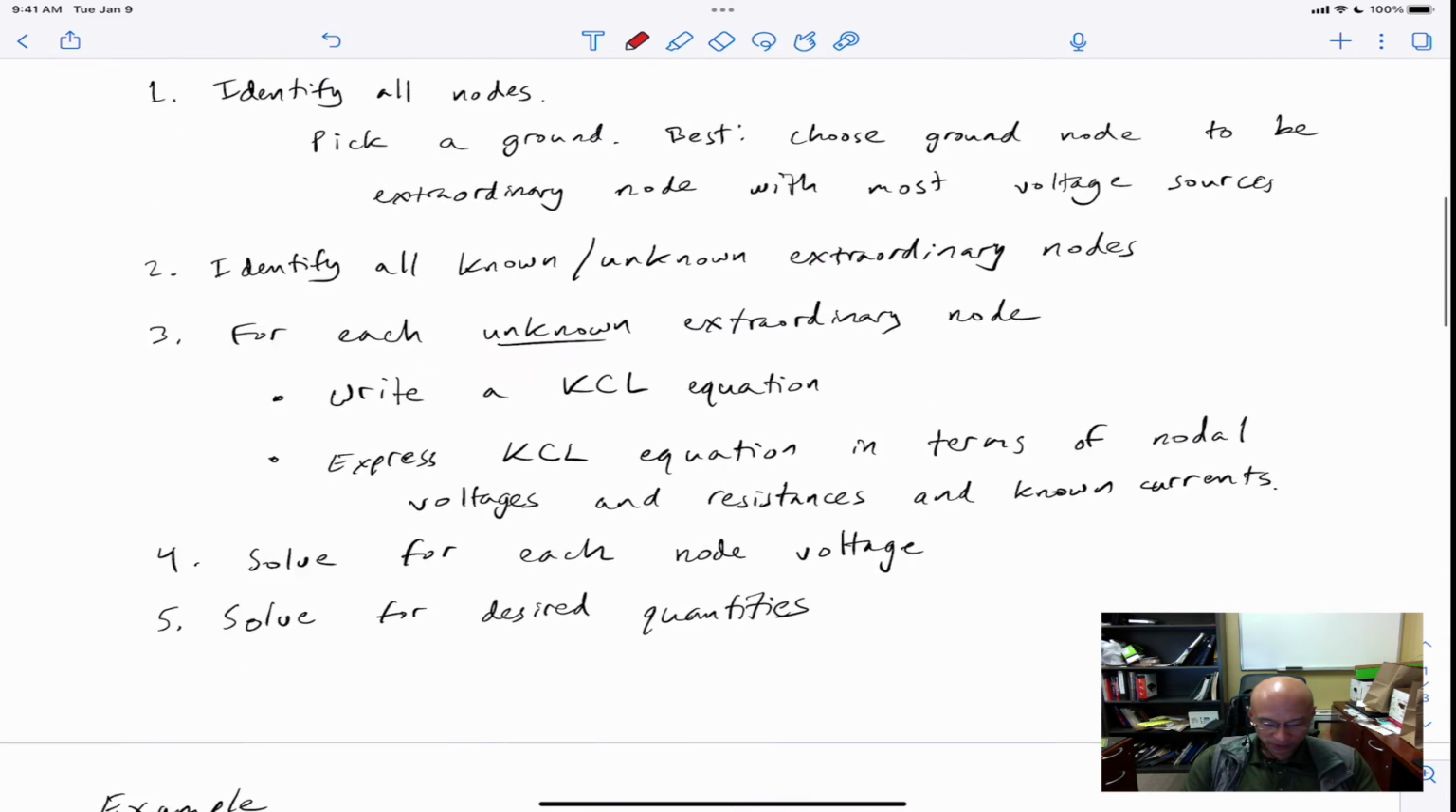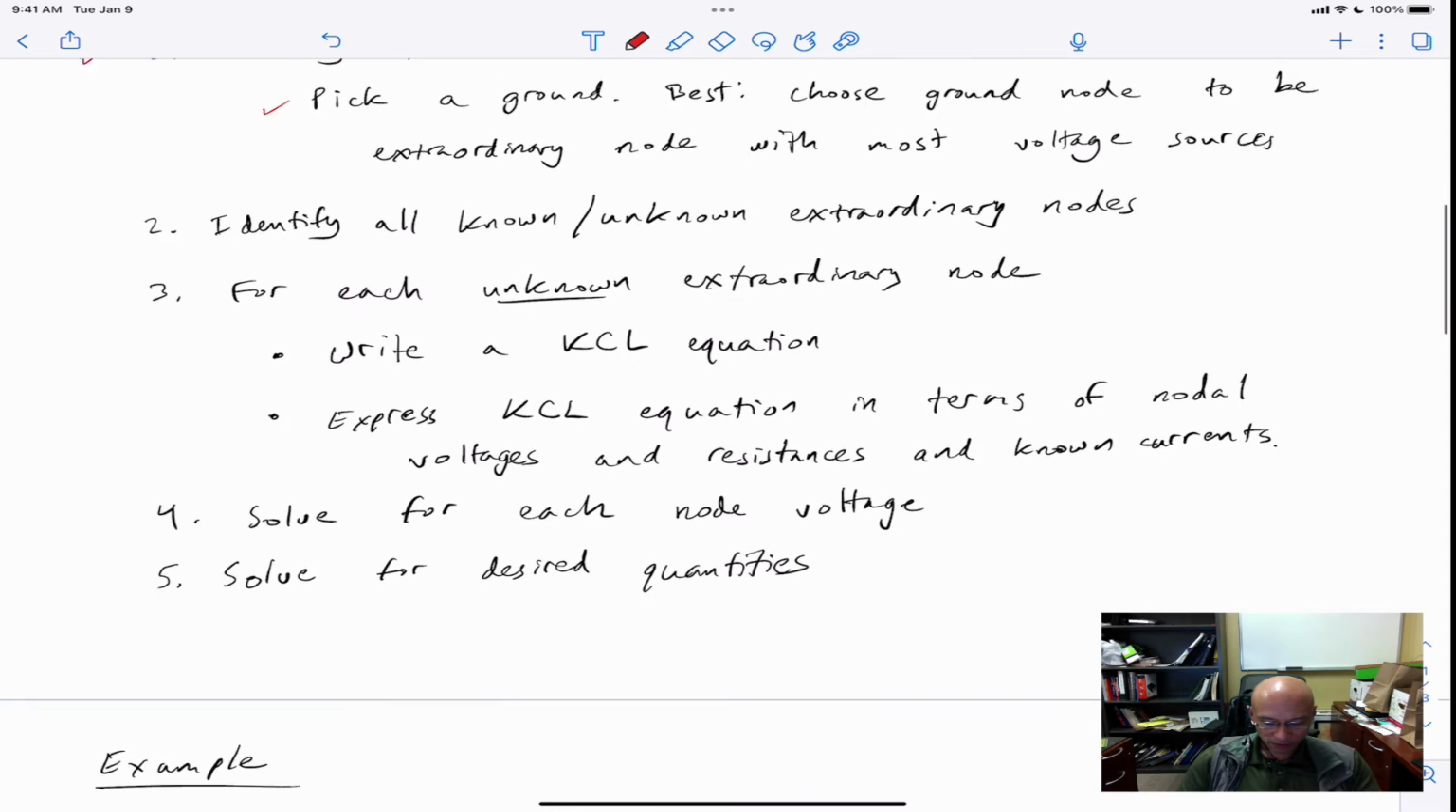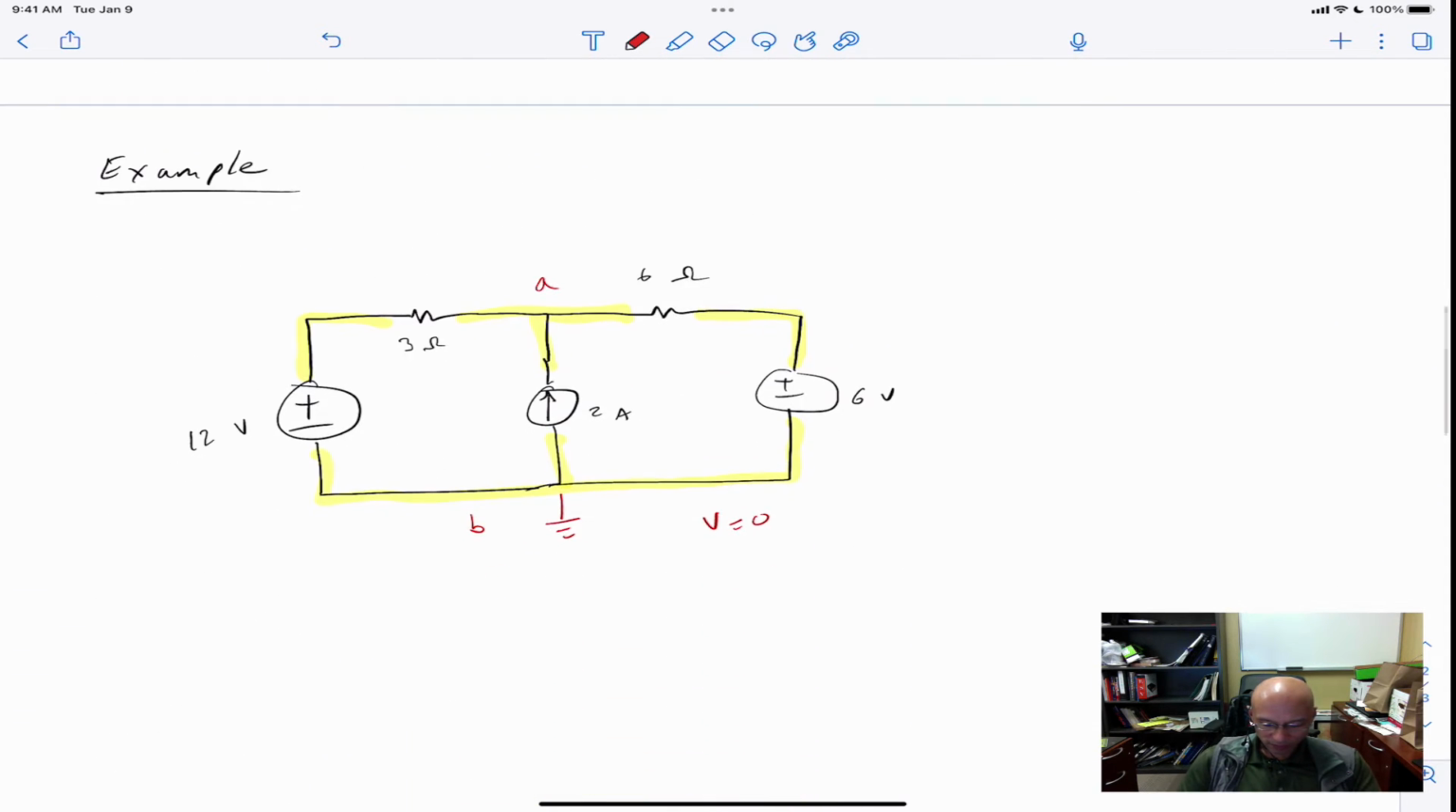Let's look back at the procedure. We have done step 1. We've picked our ground. Now we're looking for known and unknown extraordinary nodes. Well, because B is known, its voltage is 0. We defined it to be ground, so that makes it known.